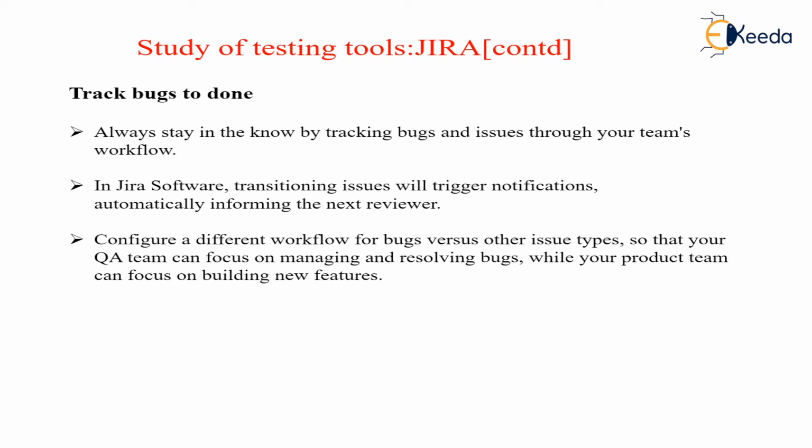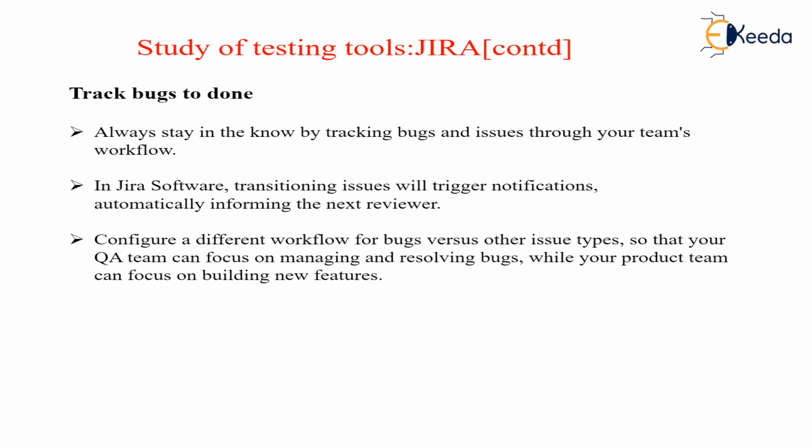From tracking bugs to the completed feature, you always stay in the know by tracking bugs and issues through your team's workflow. Your team should report that a bug has been resolved, or which phase they are working in, according to the Jira tracking software. In Jira software, transitioning an issue will trigger a notification informing the next reviewer. So if this tool is used for your bug tracking, it helps you to resolve and fix bugs.